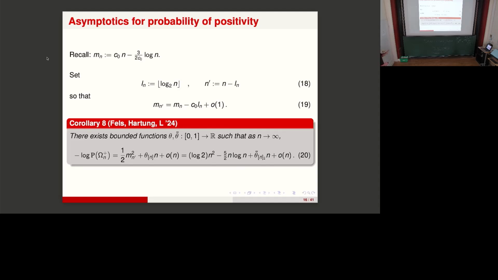This is just specifying the previous theorem. So if you plug mn into the previous theorem, what you get is this asymptotics for the positivity event, up to little o of n. But as I mentioned, this is just a side effect. Questions?